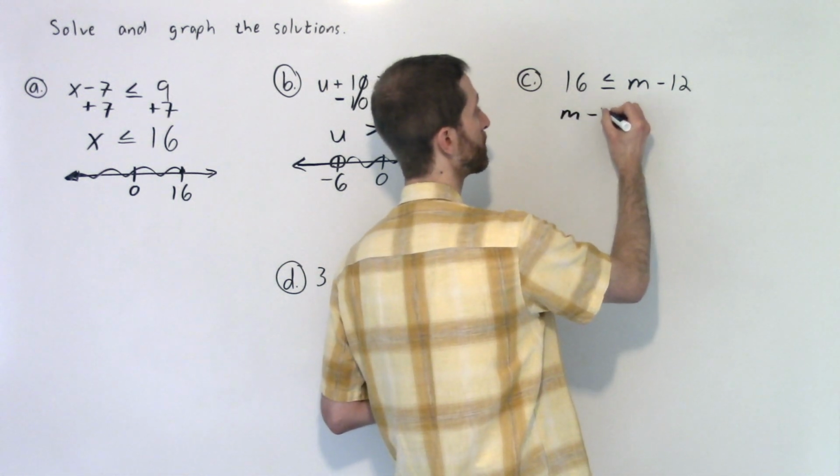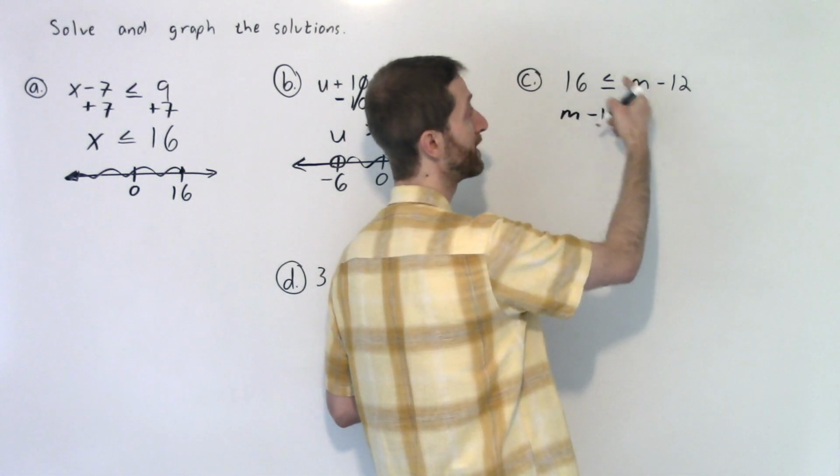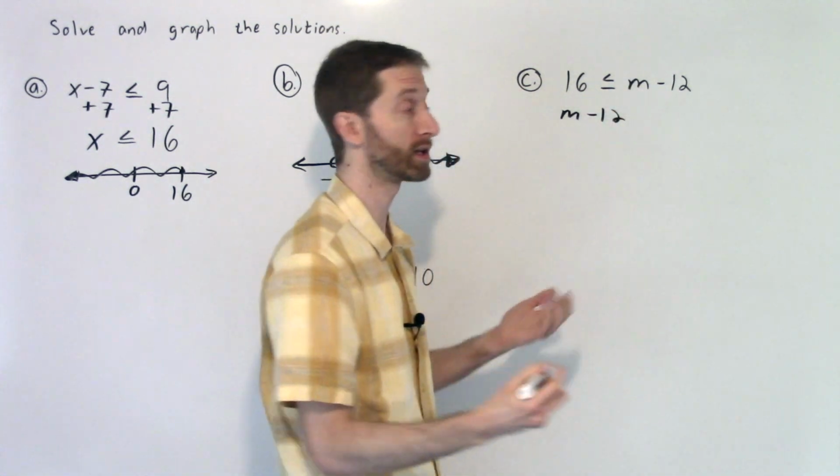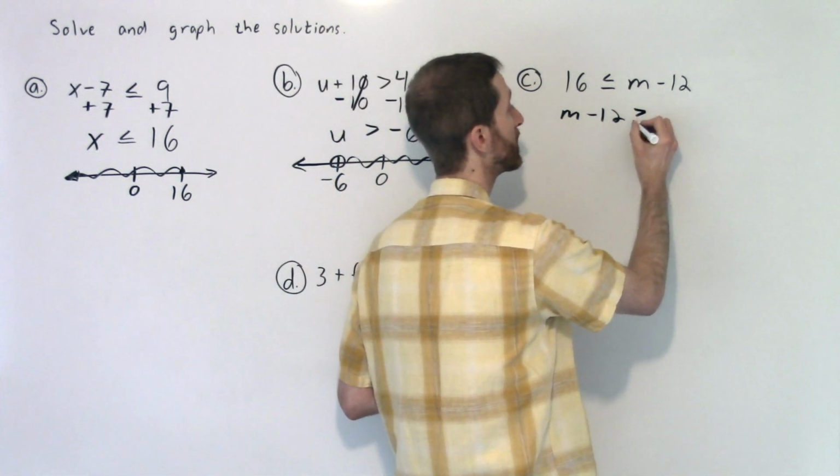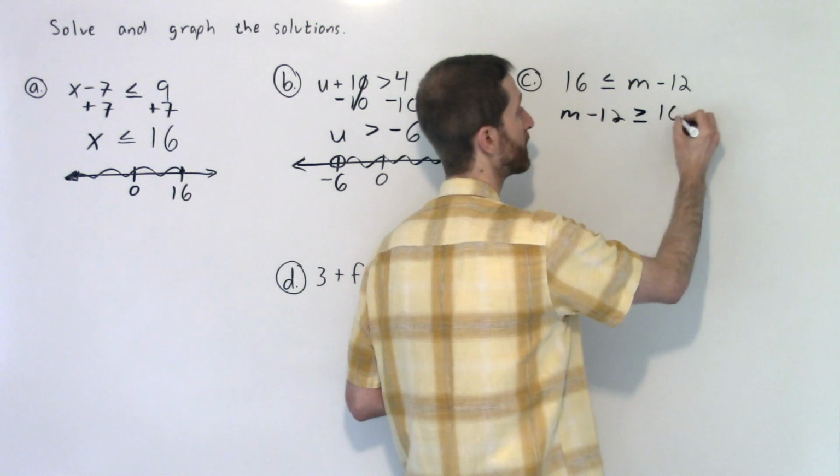I can rewrite this problem so m minus 12 is greater than or equal to 16. So I'm not switching up the truth of this statement.